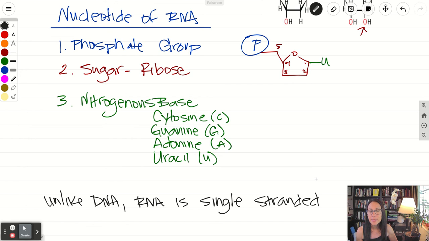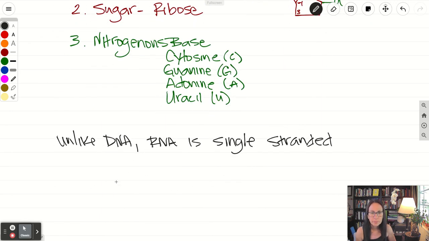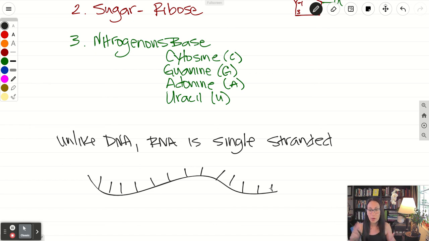Okay, and so instead of having the double ladder, it's just a one-sided ladder. So let me just kind of draw it for you. Okay, so it's just like this. It's just one side of a twisty ladder. And so instead of having the 2 rungs of the ladder, there's just one rung. It's just like this. It's like open.